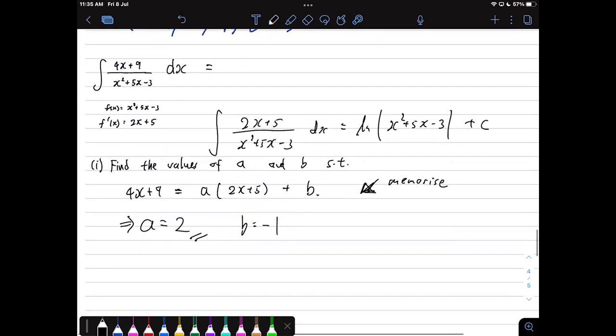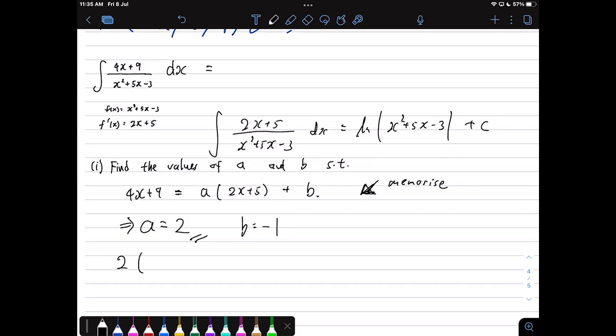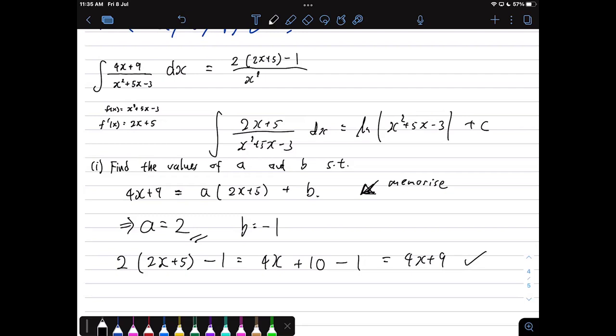Let's double check if it's correct or not. So A is 2 and B is -1. Substitute them into A and B respectively. So plus a -1 is just -1. Multiply out 2 times 2, 4x. 2 times 5 is 10, -1. Do you get back to 4x plus 9? Yes. Good. So that means you got your A and B already. So you can now rewrite it as 2 times (2x plus 5) minus 1 on the numerator, divided by the denominator of x squared plus 5x minus 3, integrate with respect to x.